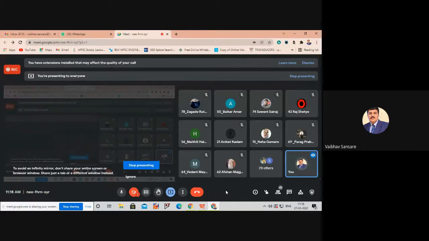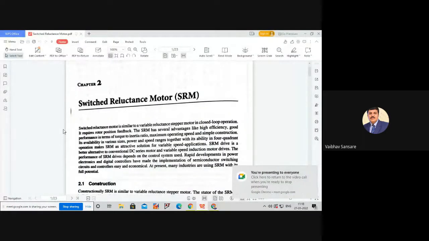So from this lecture onwards, we are going to discuss the switch reluctance motor in detail. Today we are going to study the features, construction and working of the switch reluctance motor. So let's start this lecture with the switch reluctance motor, which is abbreviated as SRM.